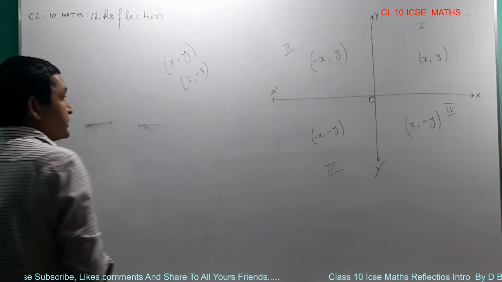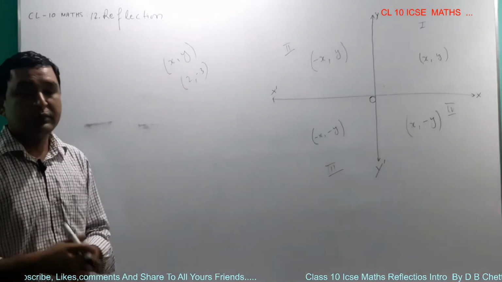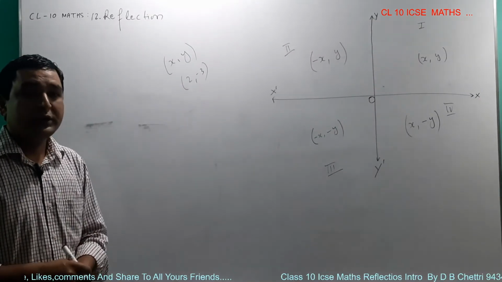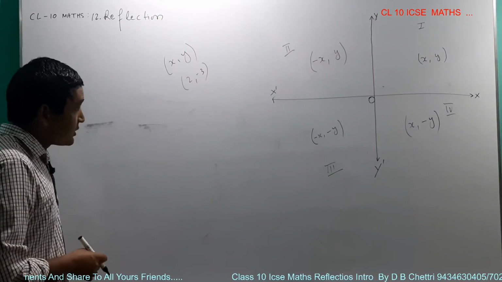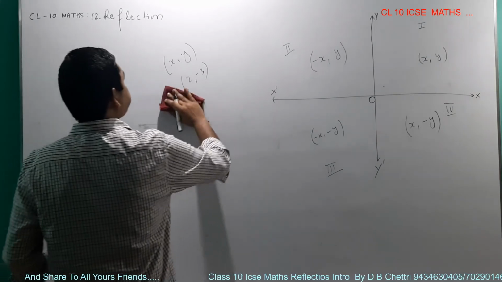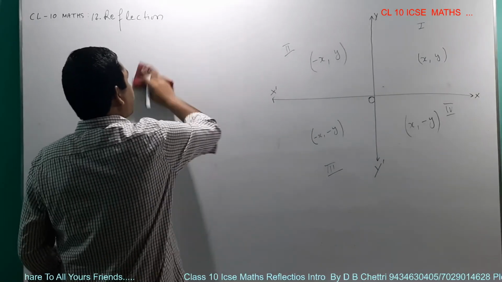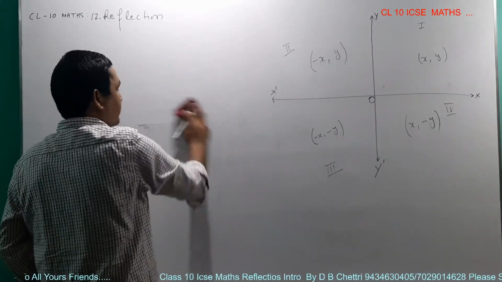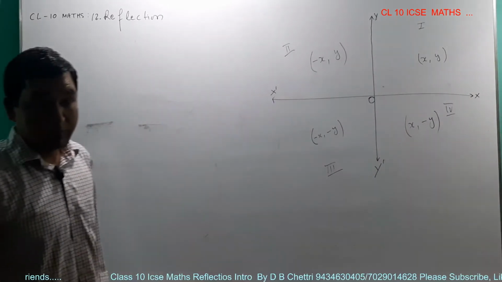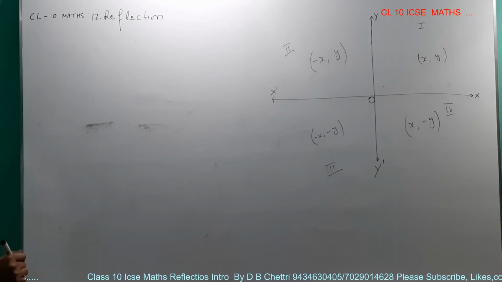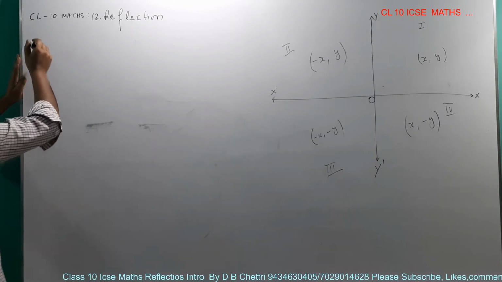Now we'll discuss how to find the coordinate of the image when it is reflected through the axis. Let's learn one by one. And remember, when writing the coordinate, always write the x value first and then the y value, putting a comma in between.